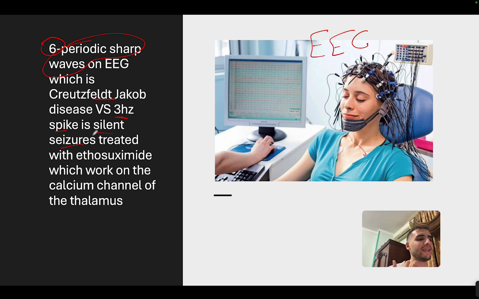When a kid has silent seizures, he will just stare at the floor or stare at the wall and he will do nothing, okay? And you need to know that silent seizures are treated by a drug called ethosuximide, okay? And this drug is important because this is the only drug that can treat silent seizures if it's isolated, not if it's mixed with another seizure. And this drug works on the calcium channels of the thalamus. This high yield mechanism can show up a lot in the exam. So it works on the calcium channel on the thalamus, okay?